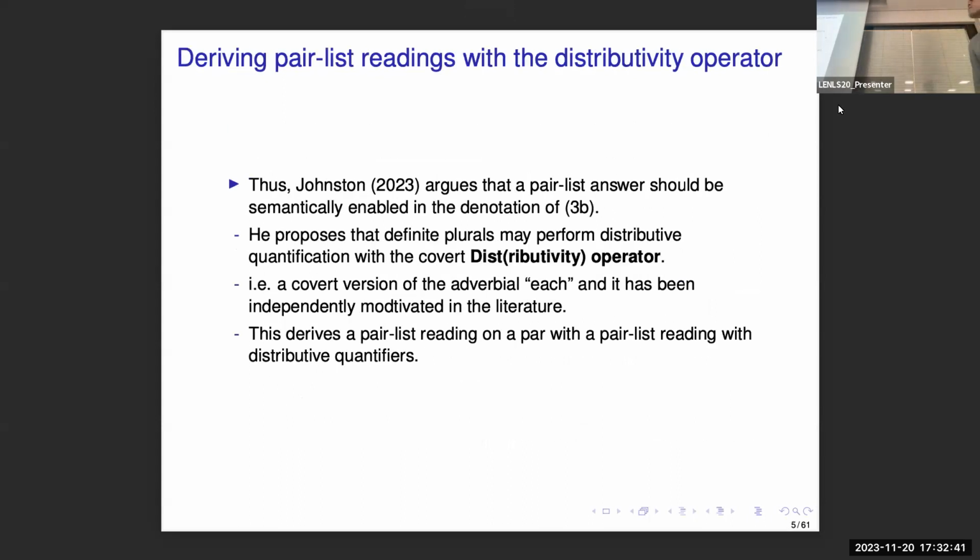So Johnston argues this is a semantically enabled answer. It's not a pragmatic over-informative follow-up. He chose to enable it by choosing the cover distributivity operator, which can be taken as a cover version of "each", which is also motivated in the literature on distributivity. I don't talk much about this, but it's also independently necessary. So you can see this is parsimonious.